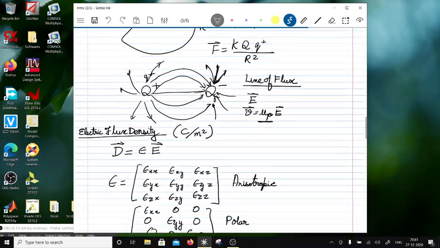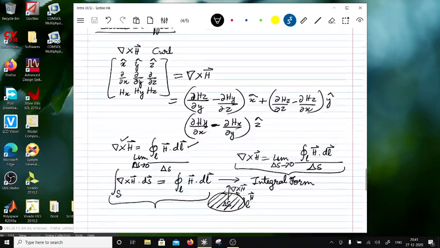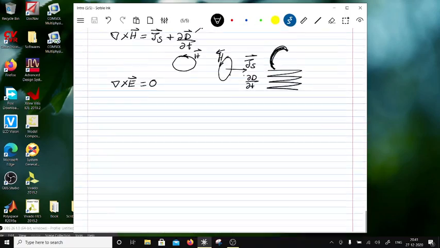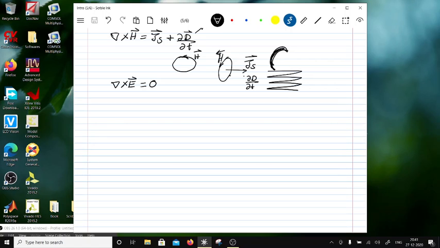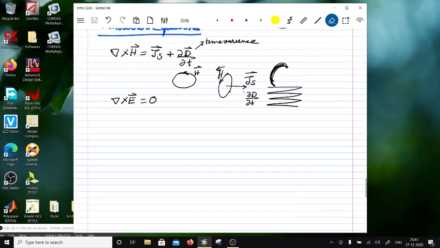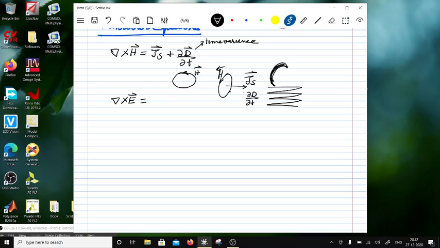That means that loop of E in a static case would be 0. If it is not 0, then there has to be a magnetic current density, and this magnetic current density doesn't exist. So this is a fictitious number. That's why in a static case a loop of E is not possible. Then there is minus dou B by dou t. Now the dynamic case of a loop of E is possible.